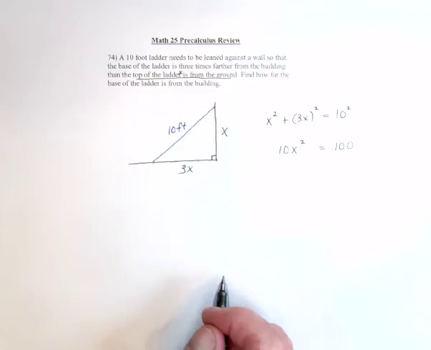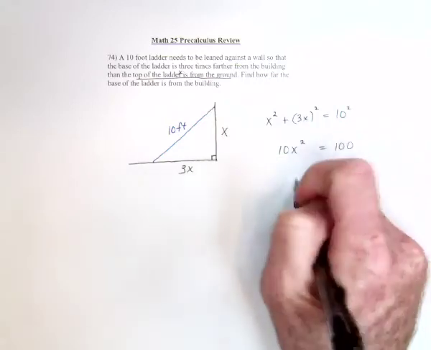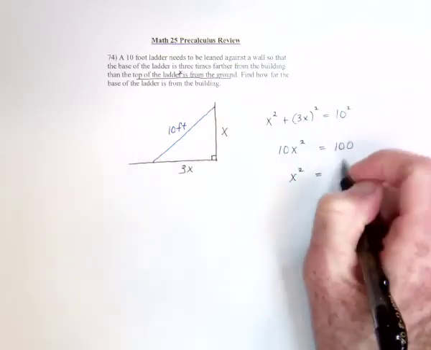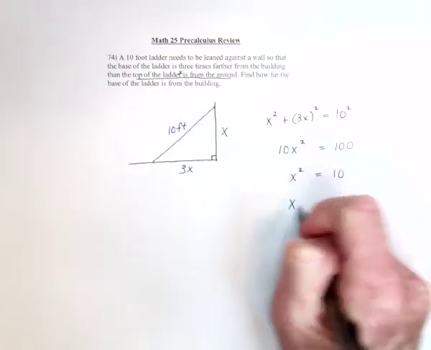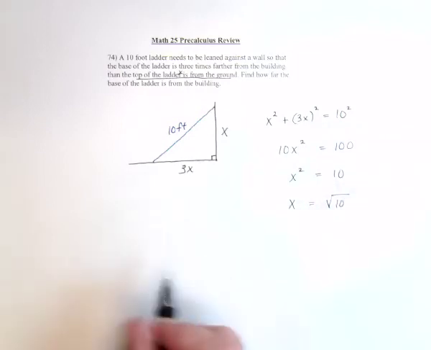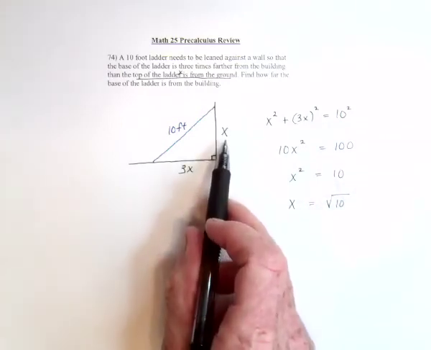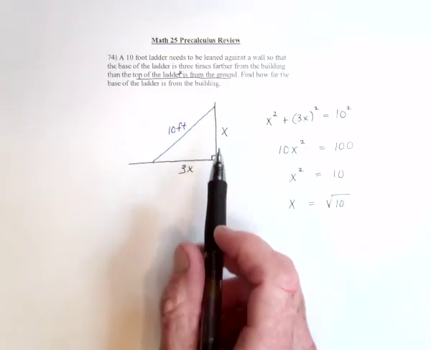So just a couple more steps. One would be divide both sides by 10 in order to isolate the x squared. And if you divide this by 10, you'll get a 10. And then square root both sides. Usually we do plus or minus the square root, but in this case, the side of a triangle cannot be negative, so it's the square root of 10.